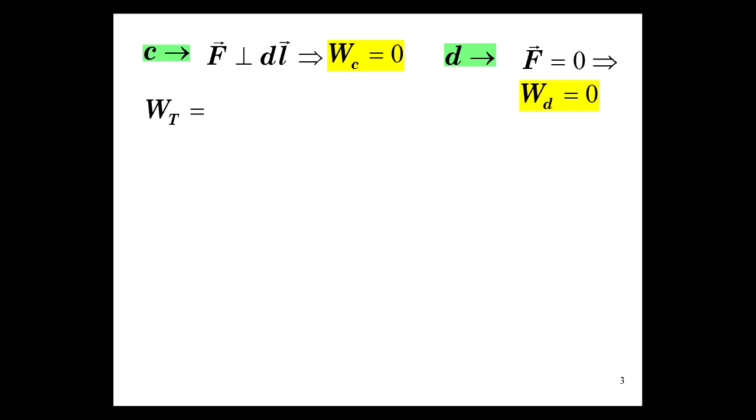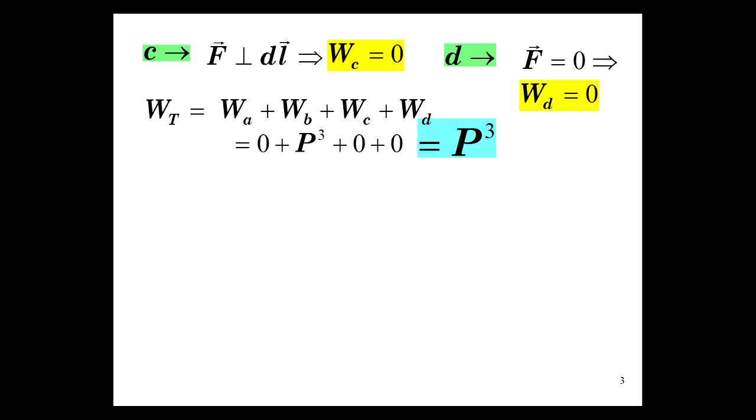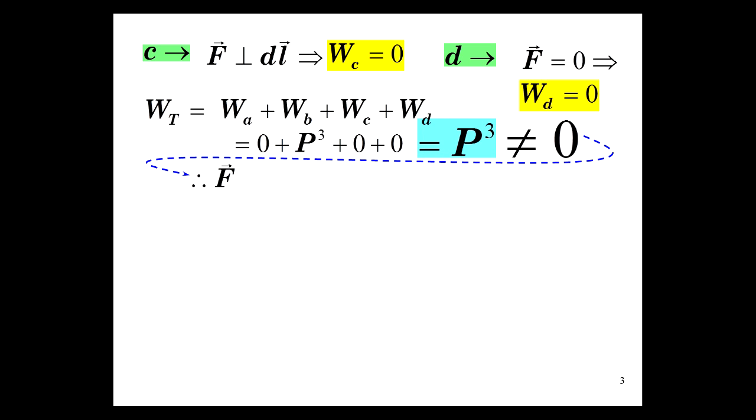So total work is adding up each of those works, work A, B, C, and D. And we just went through all those, so that's 0 plus p cubed plus 0 plus 0 equals p cubed. So that's the total work. Not equal to 0. Since it's not equal to 0, that means that F is not a conservative force. Because if it was conservative, it would add up to 0, because we ended where we began.